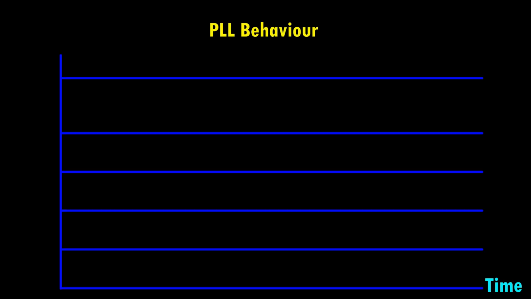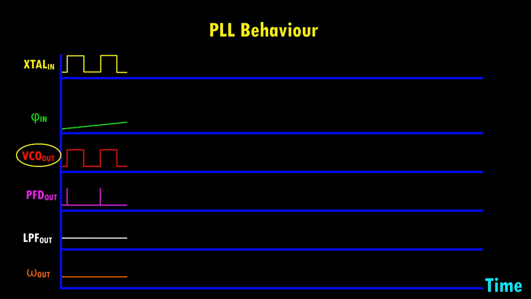Now let's examine PLL behavior over time using timing diagrams. Assume that the PLL is locked initially and the VCO output matches the crystal oscillator frequency and phase. Since phase is an integral of frequency, a constant input frequency results in a linear ramp in the phase plot.